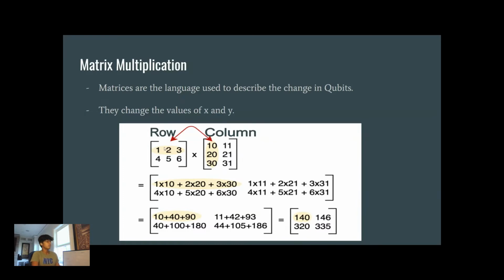How do we get this output? Well, we need to multiply the row and the column in the corresponding order. So we would do 1 times 10, 2 times 20, 3 times 30, right? And then again, same thing over here, right? We would do 4 times 10, 5 times 20, 6 times 30, right? So we would do first row times the first column, second row times the first column. Then we would do the first row times the second column, plus the second row times the second column, right? Everything over here is for the first column. And then you'd simplify it, and then you would get 2 columns, 2 rows, right?